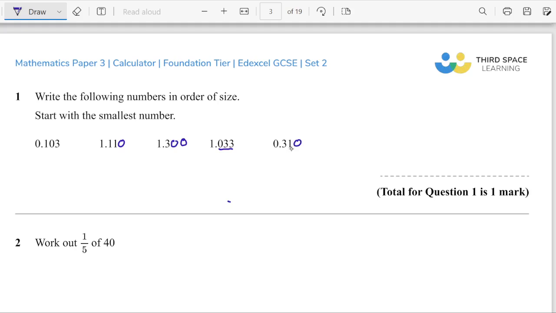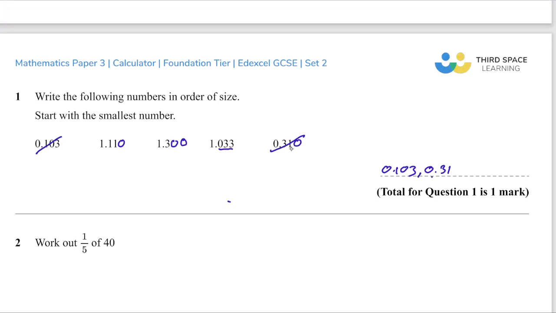So our smallest one is either 103 or 301. Our smallest is this one, 0.103. Cross it out. My next smallest then is the other one starting with a 0, so 0.31. That's what it started out as. So when I write the answers, I miss out the 0 that I added on. My next one then, I'm looking at 1.033. My next smallest is 1.11. And then finally, that leaves me with 1.3 as my largest.